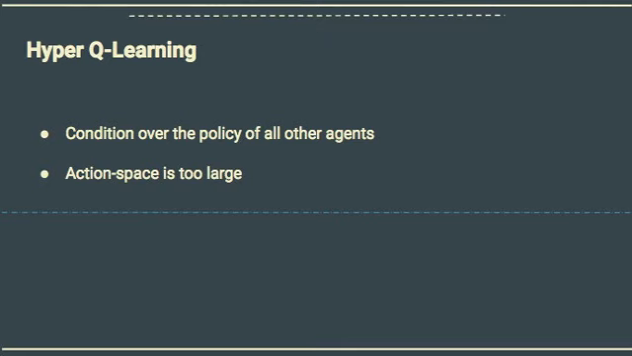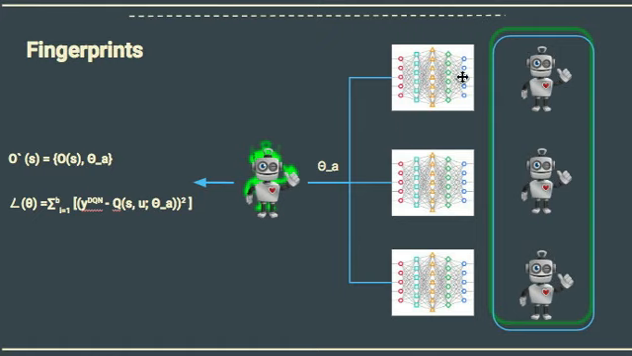So the idea behind fingerprint comes from another algorithm called hyper Q learning, which essentially means that we can resolve non-stationarity if we're conditioned over the policies of all the other agents. But the problem when we are using a deep neural network is that each agent has essentially their own neural network and therefore their own weights, and if you want to condition on the weights of all those policies, our input is going to be extraordinarily large, and therefore it's almost impossible to learn.